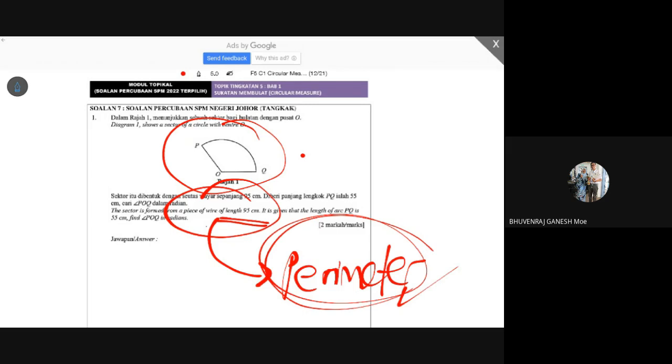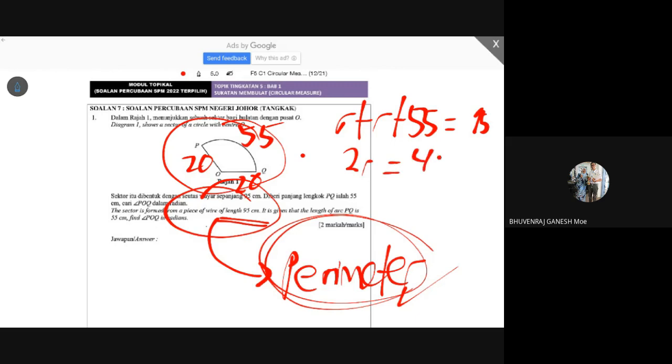Okay, R is 20. Let me see. This one 55, soalan dah bagi. Yes, correct. Kamu boleh tambah. R tambah R tambah 55 sama dengan 95. So, 2R sama dengan 40. R sama dengan 20. Okay, so this is how we get the R value.